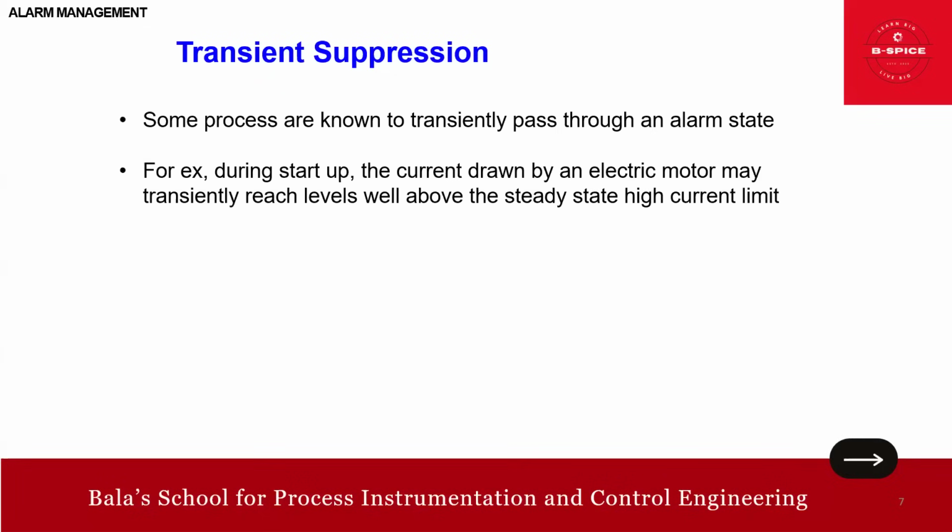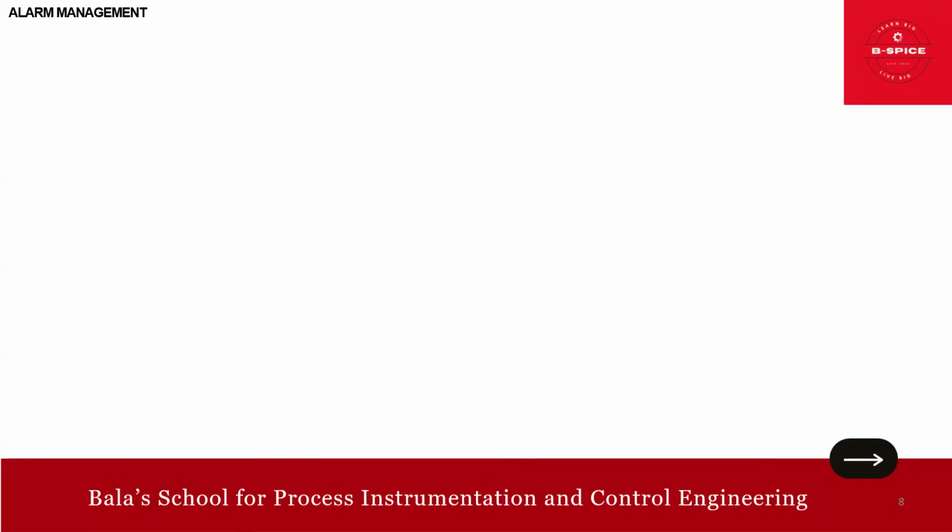Filtering based on the process running signal may be used to briefly suppress such expected transient alarms. For example, 3 seconds following the starting of the pump, so that you can get it off. So this is one such methodology.